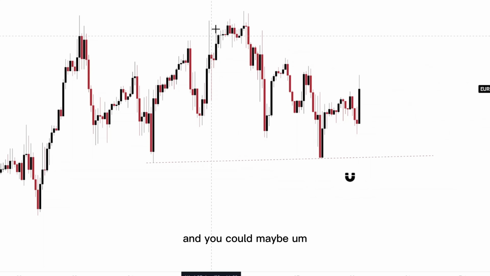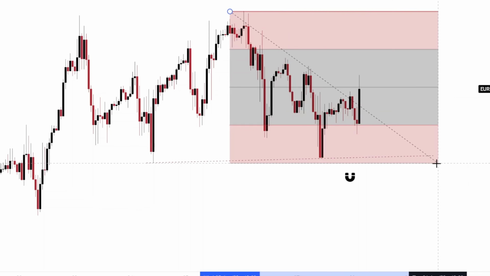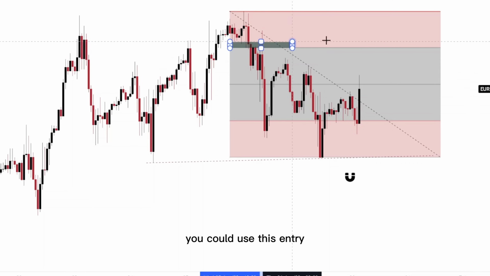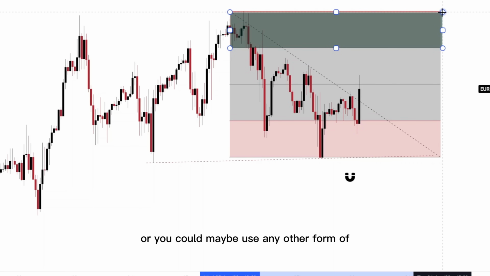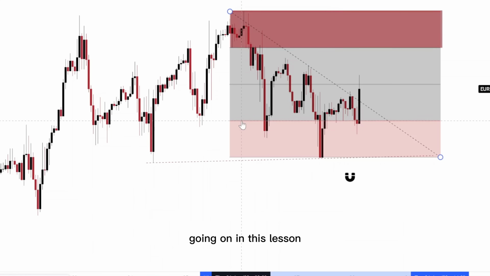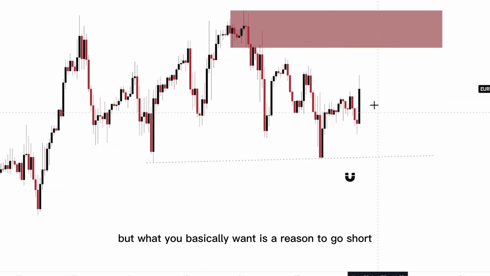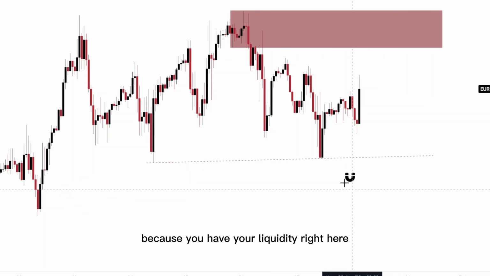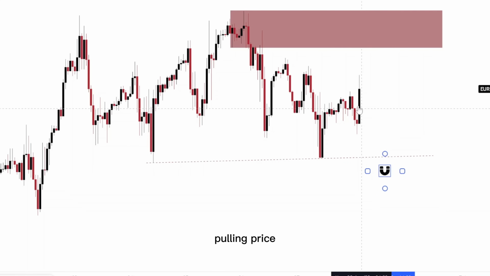And use a discounted level. You could use this entry, or you could maybe use any other form of smart money entries that we're going to cover going on in this lesson. But what you basically want is a reason to go short. Why would you need a reason to go short? Because you have your liquidity right here pulling price. Price is attracted to this level. It just needs a reason.